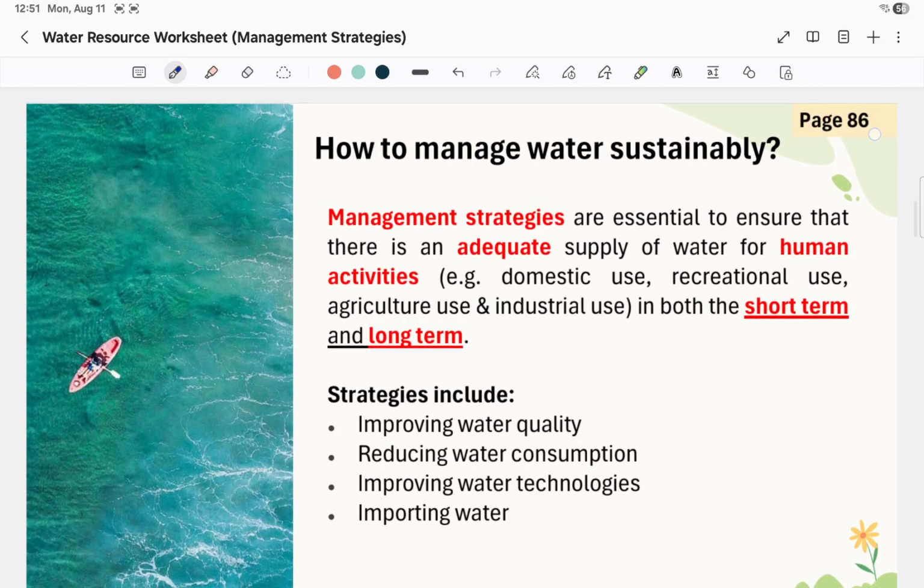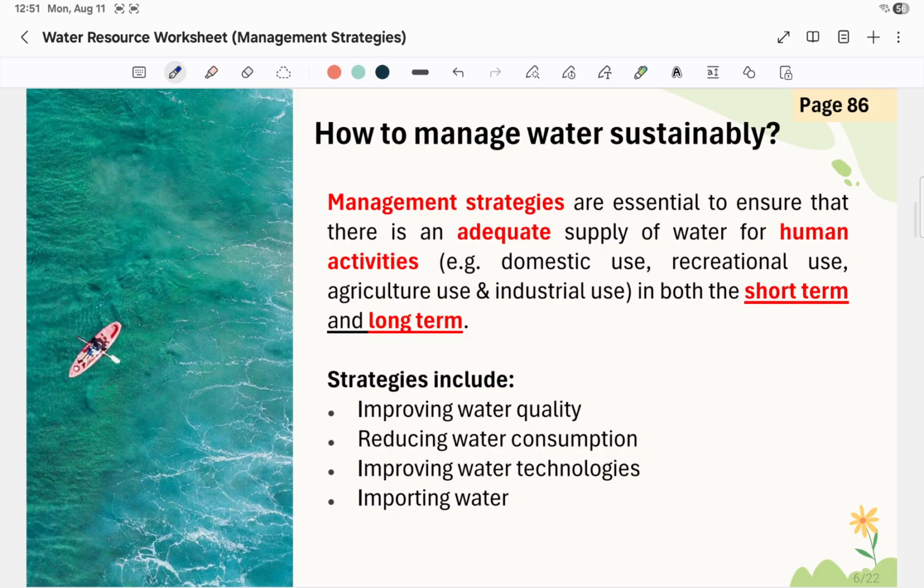Okay, so coming to our main question today, we're looking at how water can be sustainably managed. What are the strategies that we can use to ensure that we can use water for the long term? We don't only want to use water for today, tomorrow, next week, next year, or 10 years from now. We want to ensure that even our future generations, after we are gone, still have clean water to use.